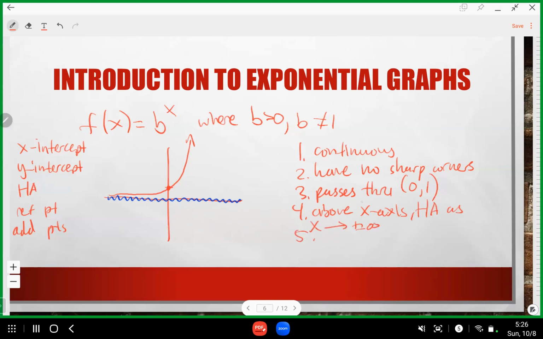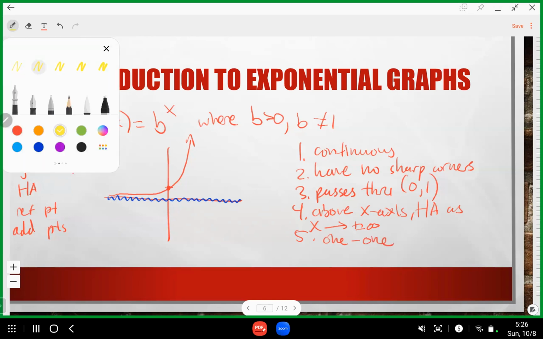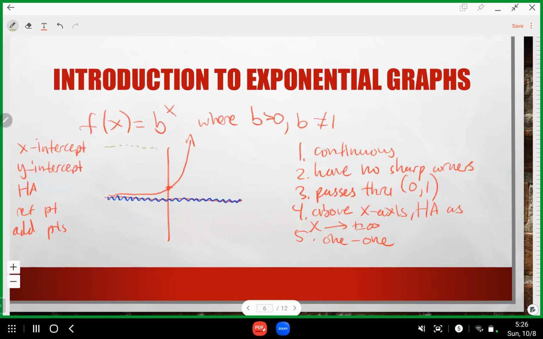Number five, it is a one-to-one function. So remember how to find one-to-one functions? We use the horizontal line test. So we draw an infinite number of horizontal lines, and as you can see, this graph does not intersect a horizontal line twice, right? So it is a one-to-one function, and that is very important because that means that it has an inverse, which is the log function.